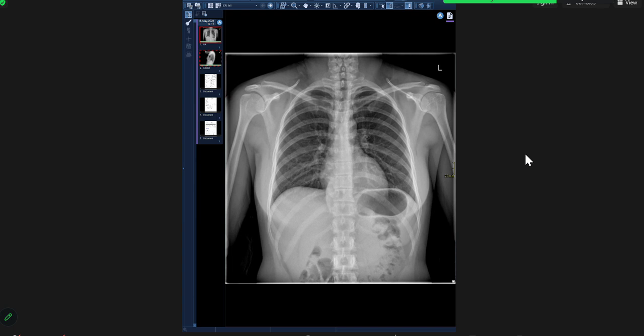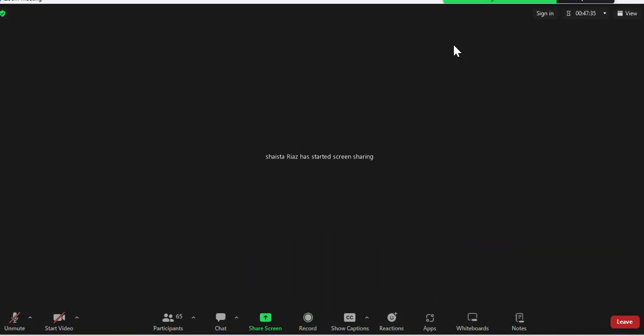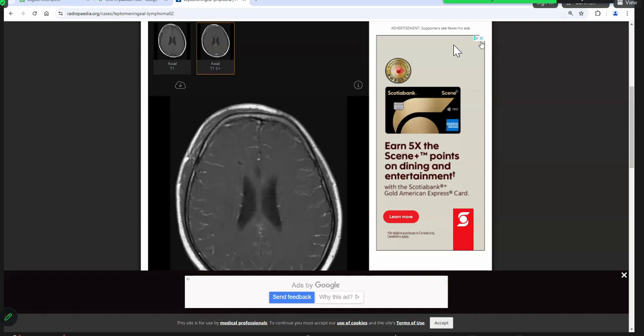Okay, so I'm just going to pull up a case of meningeal carcinomatosis and show you. Just one second. So I just pulled up a case from Radiopaedia, so that we are clear. This is an important thing, by the way. So let me share again. And this is our friend Radiopaedia. There are too many ads on this thing. It's very hard to study on this thing.